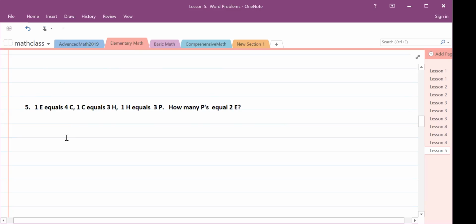Okay, E could be eraser, C could be anything, like candies, for example. So you can write down 1E equals 4C, 1C equals 3H, 1H equals 3P. I want you to tell me how many P's equal 2E.